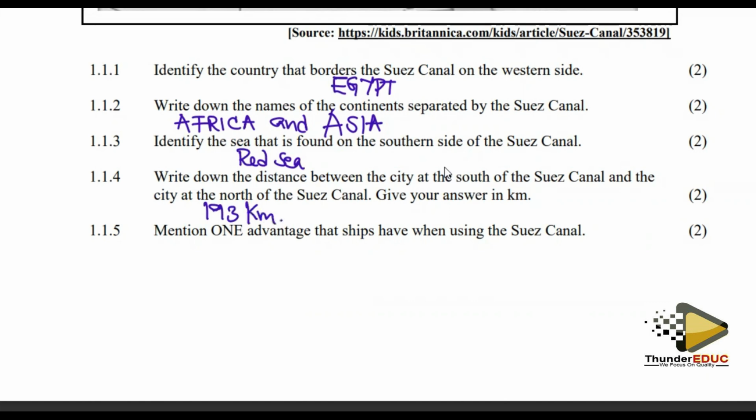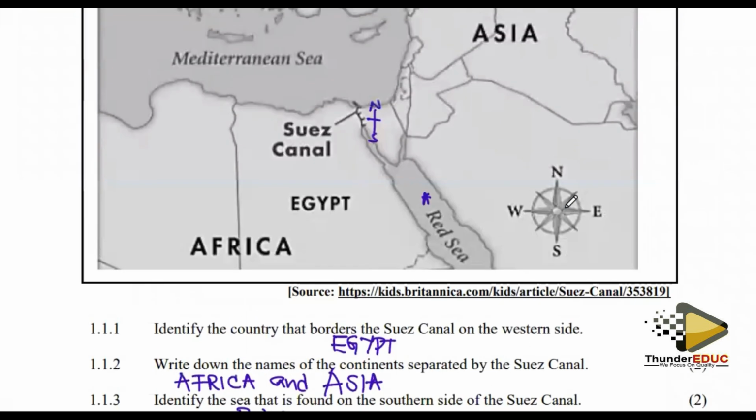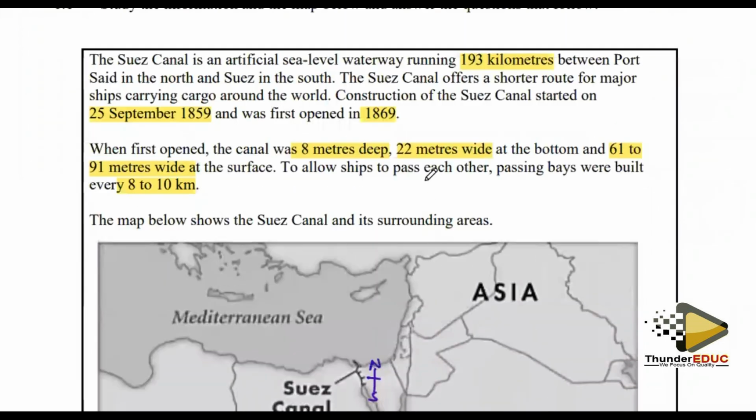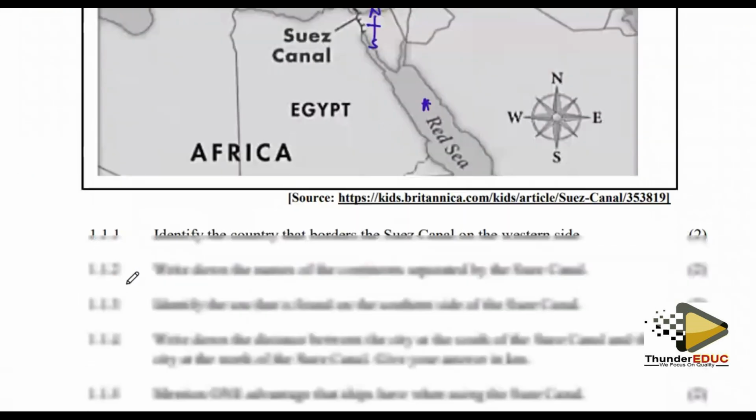It's fine. 193 kilometers. Mention one advantage that the ships have when using the Suez Canal. They said it's the shortest route. They can pass each other. The advantages, they can pass each other. It's a shorter route. Allow the ships to pass each other. Artificial waterway with the shortest route.